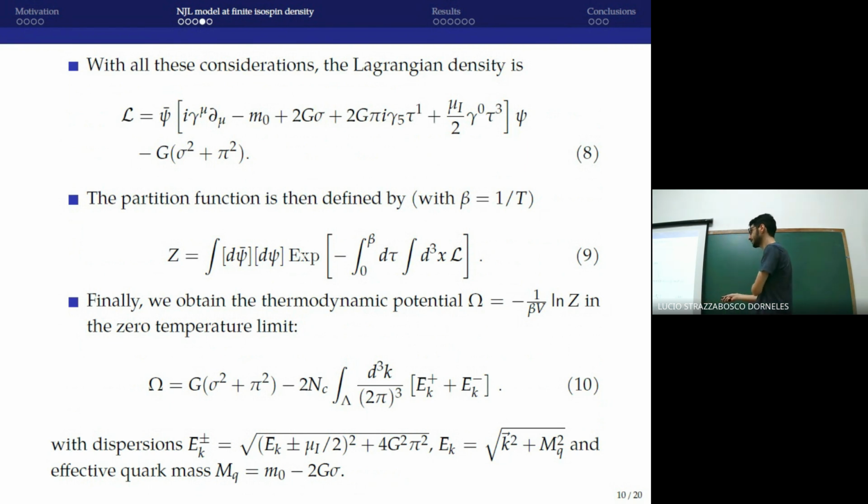Then you compute the thermodynamic potential. You have the log of this partition function, so you have the log of the determinant of this object. Actually, the inverse of the object, the propagator. So there are a lot of steps there that we have to skip, and you end up with something like this. These terms and an integral which depends on energies that go with the chemical potential and the pion condensate. They also depend on the other quantities. The key thing here is that these energies depend on the isospin chemical potential.